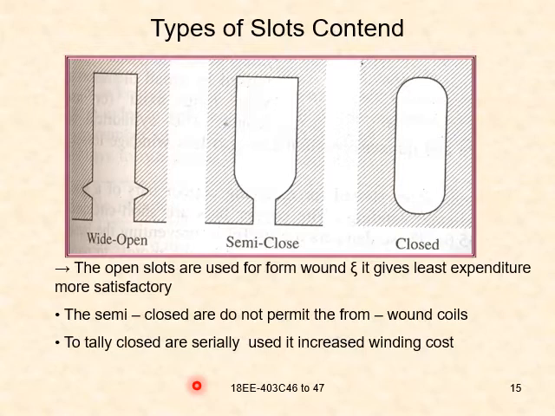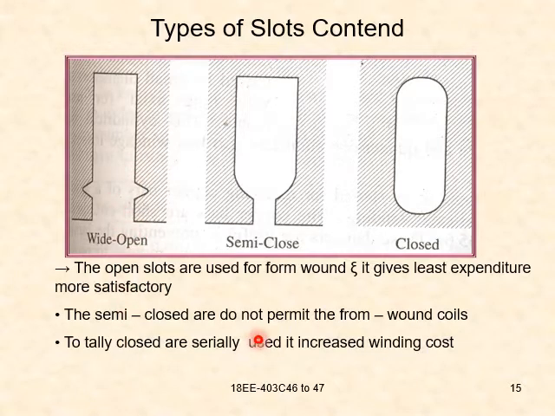So you can see the diagrams over here: open type of slot, semi-closed and totally closed. The open type of slots are used for form wound coils, and it gives least expenditure and is more satisfactory. If any winding gets damaged in the open type of slot, you can easily remove the winding and replace it with a newer one. So it may cost only for the winding. That is why it is least expenditure and more satisfactory. You can repair and reuse it again and again.